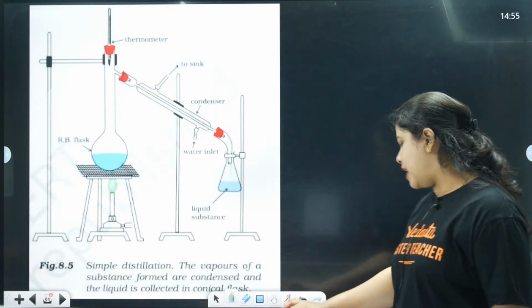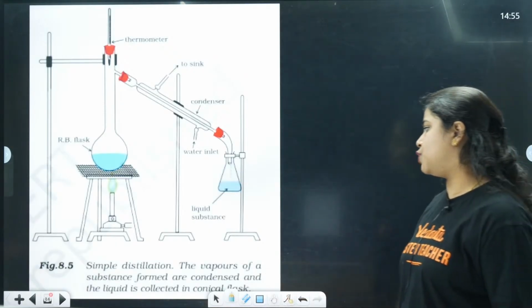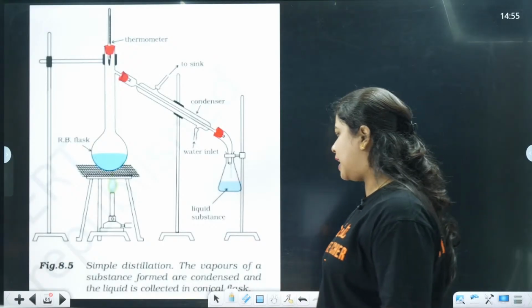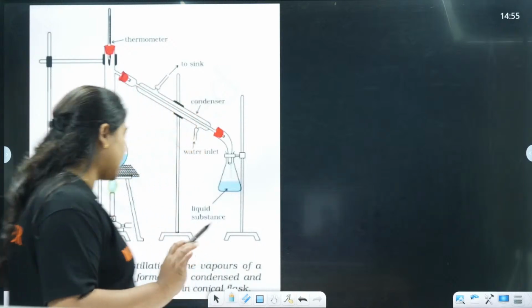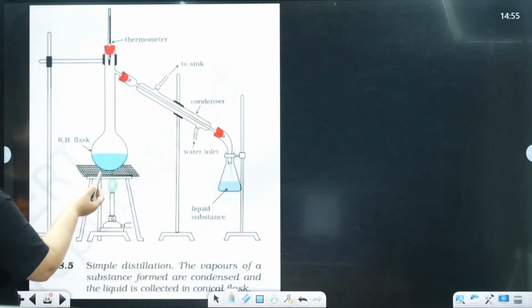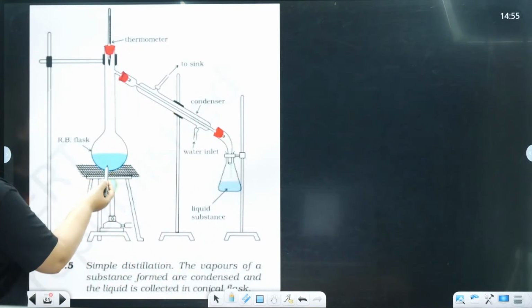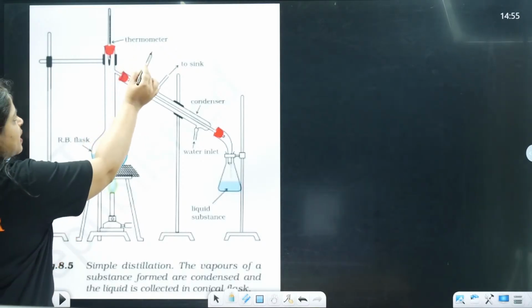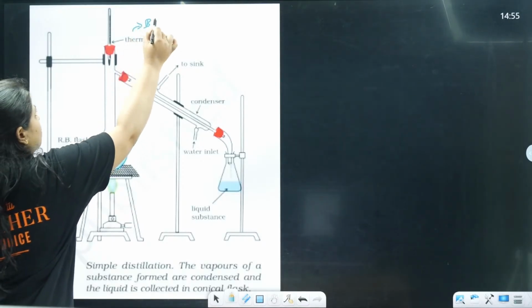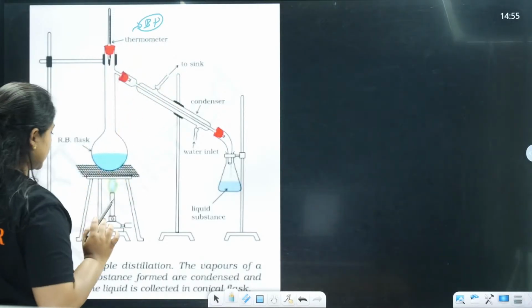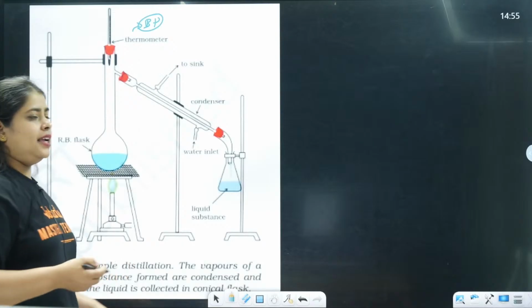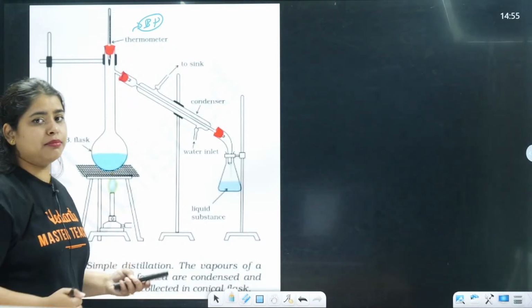In simple distillation, the vapors of the substances formed are condensed and the liquid is collected in the conical flask. See, concentrate properly on how it is connected. Look at the example. This is the conical flask. The RB flask has a thermometer connected, because we are going to work according to the boiling point. Then here is the sink, where in case excess gases are there, they can be removed from there.